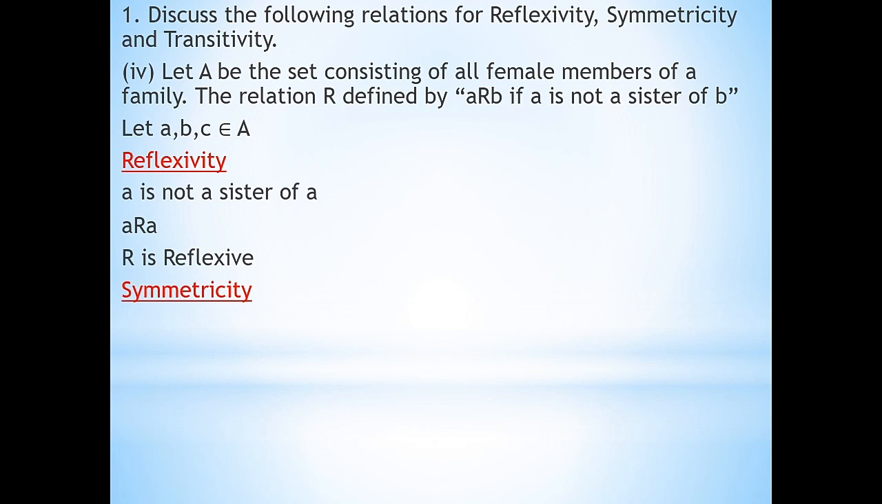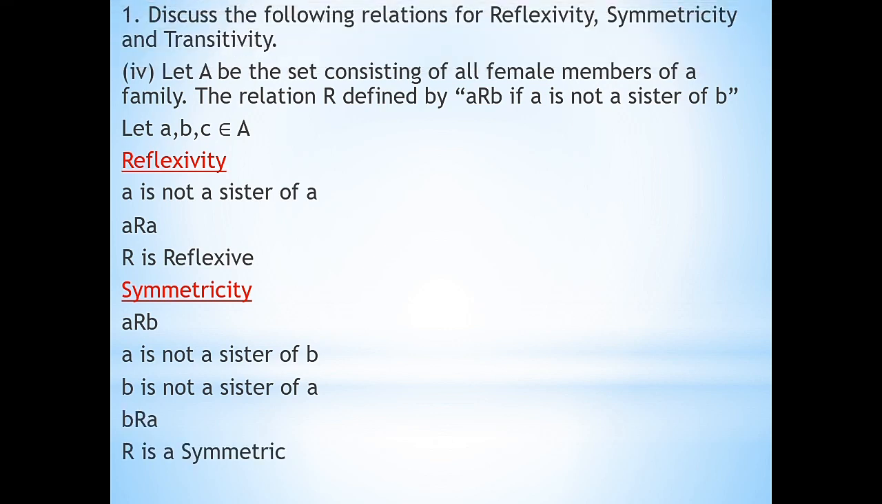Then we have the symmetry property. Previously we took brother and sister, but here we cannot take brother and sister because we have only female members. If you take two members as sisters, the reverse will also be true. If you take two members as not sisters, then the reverse is also not sisters. So you don't need to prove it like that. You can directly say that if A is not a sister to B, naturally B is not a sister to A, because there are no male members, all are female. So B is related to A, which is symmetric.